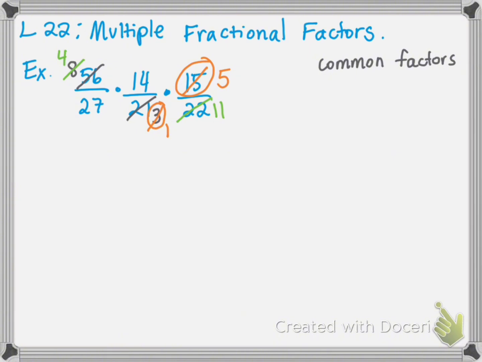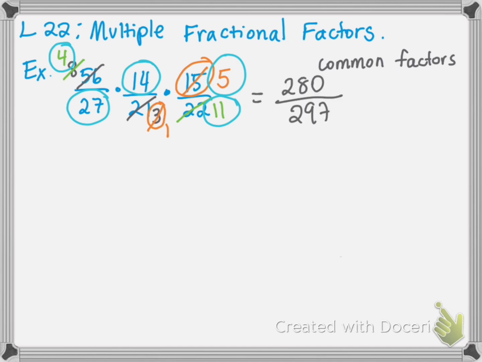Then I see the rest of my factors, and here on the top I have a 4, a 14 that has 2 and 7, and then a 5. And then notice on the bottom we have 27, which is 3 times 3 times 3, and then we have 11. There's nothing else really that we could simplify. So we have to now multiply top times top and bottom times bottom. So when we multiply on the top, we get 280. And when we multiply the bottom, 27 times 11, we get 297.